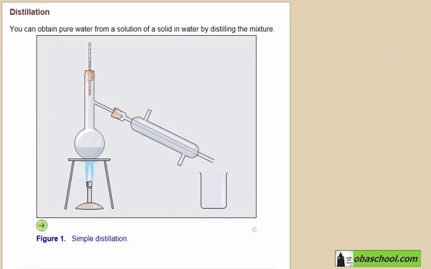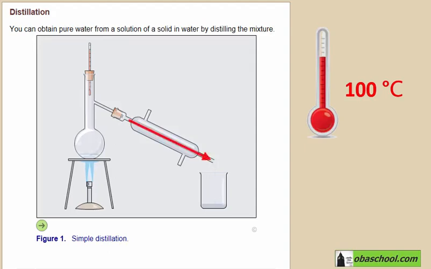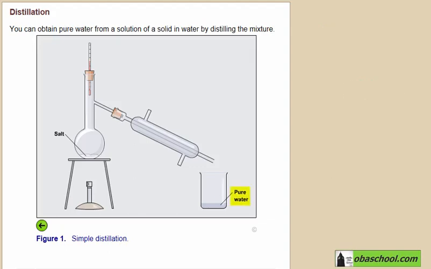We will start heating. When the temperature reaches the boiling point of water, it will turn into vapor and then it will pass into the condenser where it will condense back to liquid and it will be collected in this receiving flask. So over here we will have pure water and salt will remain in the round bottom flask.